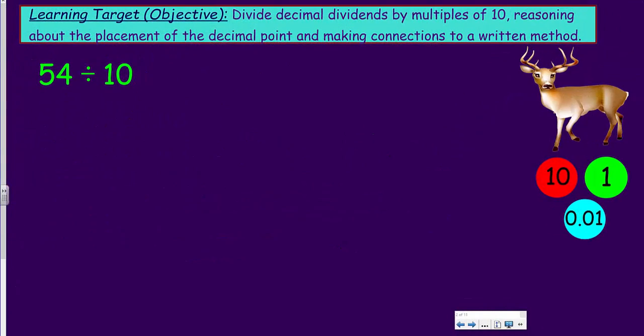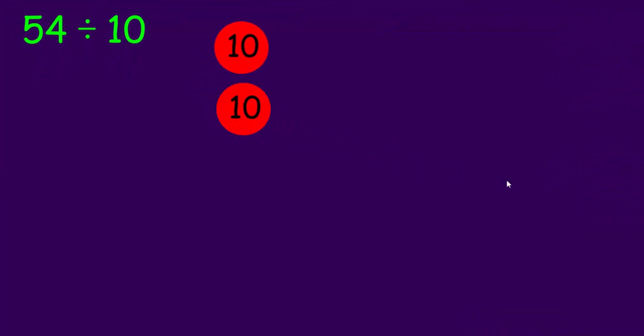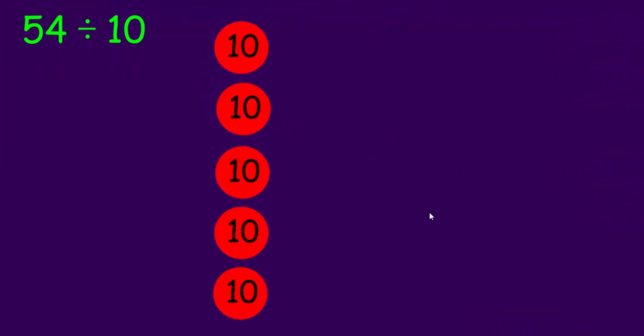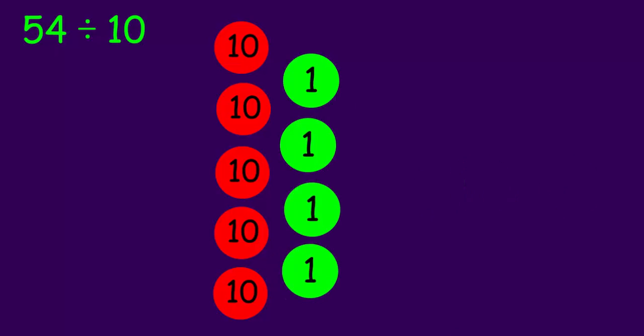Here we're going to get started with our first problem of the day. We're going to solve this problem using value disks, as they are called. I have 54 divided by 10, and I am going to represent that using value disks. I'm going to start by representing 50. Here you can see I have my 50. Now I need to represent my 4. Since I'm dividing by 10, I want to show what happens to this number when I divide by 10. First, in unit form, this would be 5 tens and 4 ones.